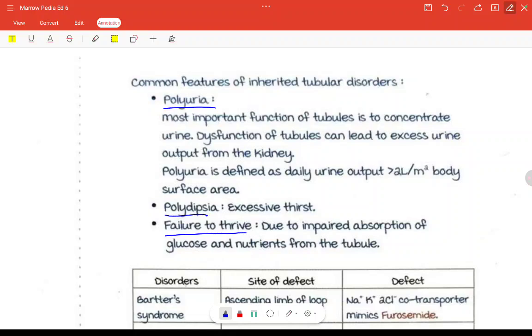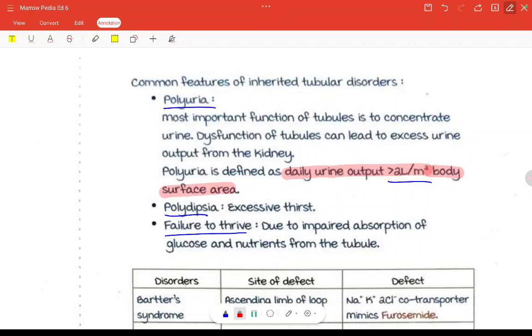Polyuria. The most important function of the tubule is to concentrate the urine. Dysfunction of the tubules can lead to excess urine output from the kidney because there is no concentration taking place. Polyuria is defined as daily urine output of more than 2 liters per meter square body surface area. How we define polyuria is important.